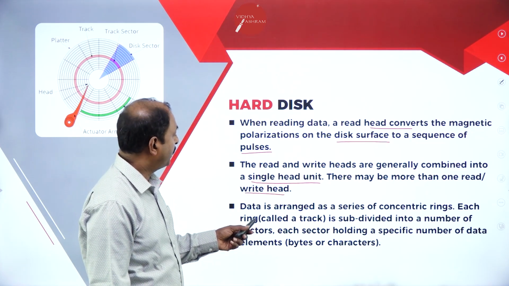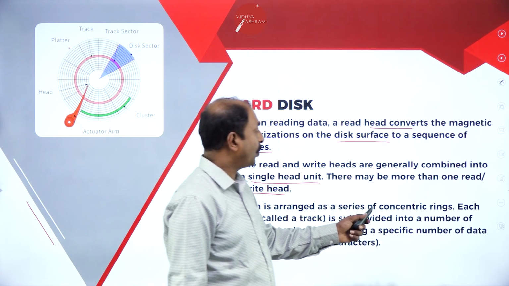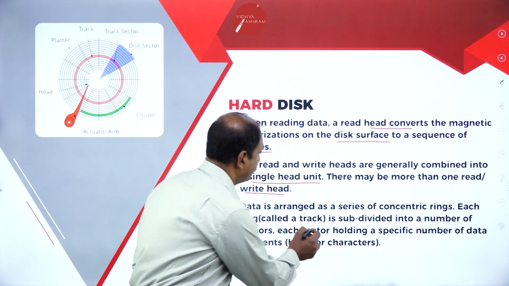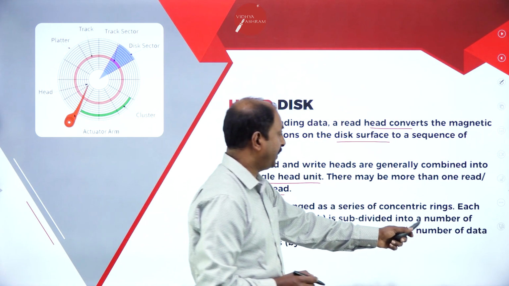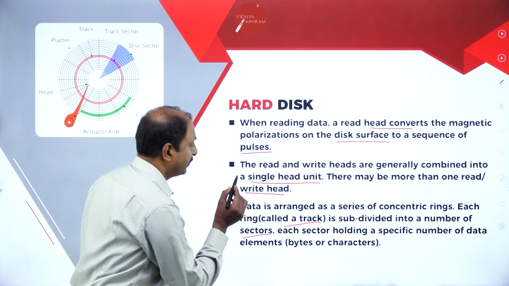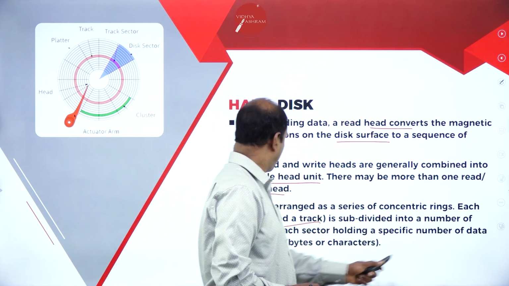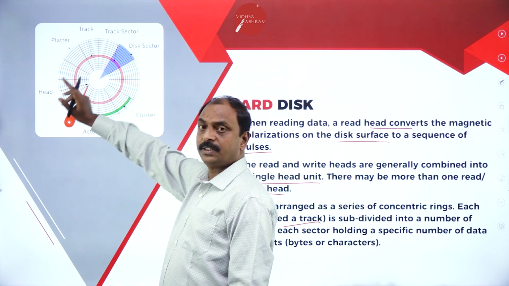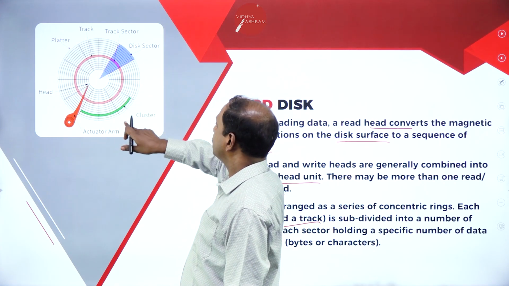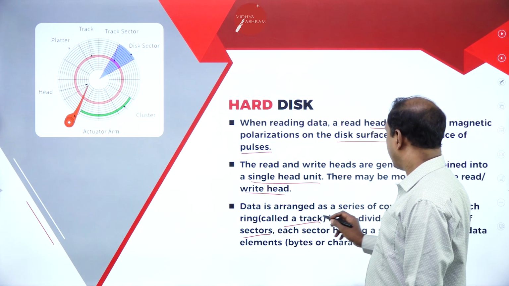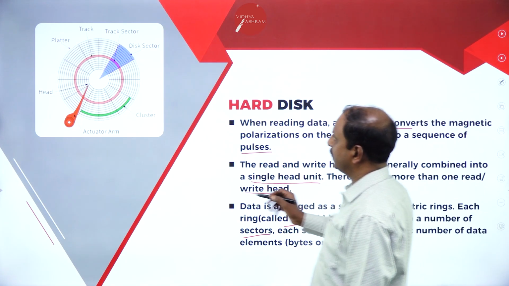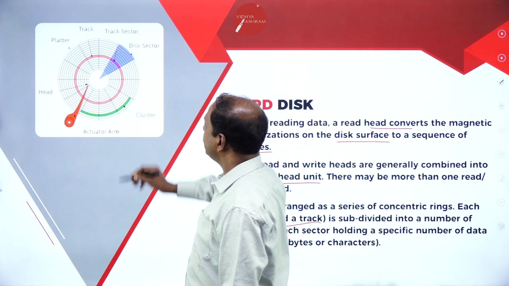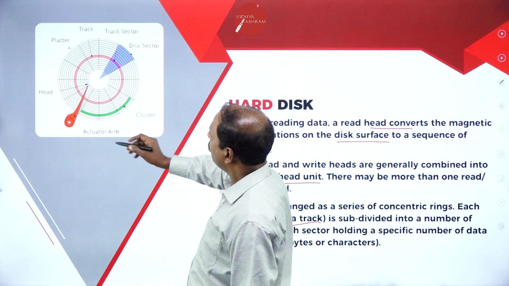The next point is that data is arranged as a series of concentric rings. Each ring is called a track, and is subdivided into a number of sectors, each sector holding a specific number of data elements. Now we can see the picture of this. This is how we find tracks and sectors. Data is arranged as a series of concentric circles. These circles are called tracks, and each track is again divided into a number of sectors.